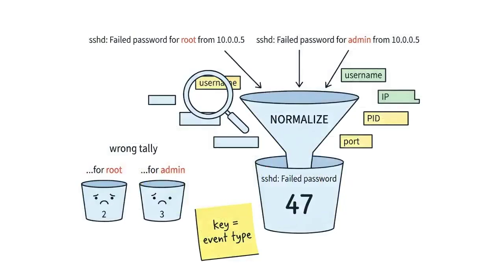SSHD: Failed password for root from 10.0.0.5, and SSHD: Failed password for admin from 10.0.0.5 are the same event with a different username, and counting them separately splits one signal into two noise.